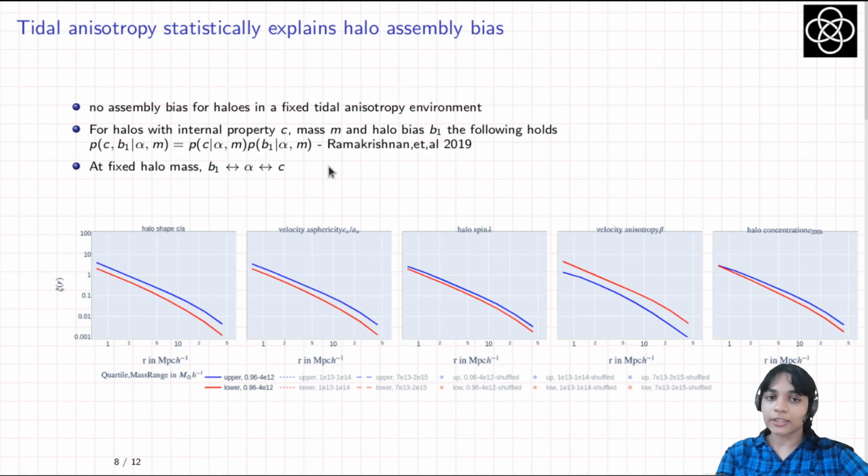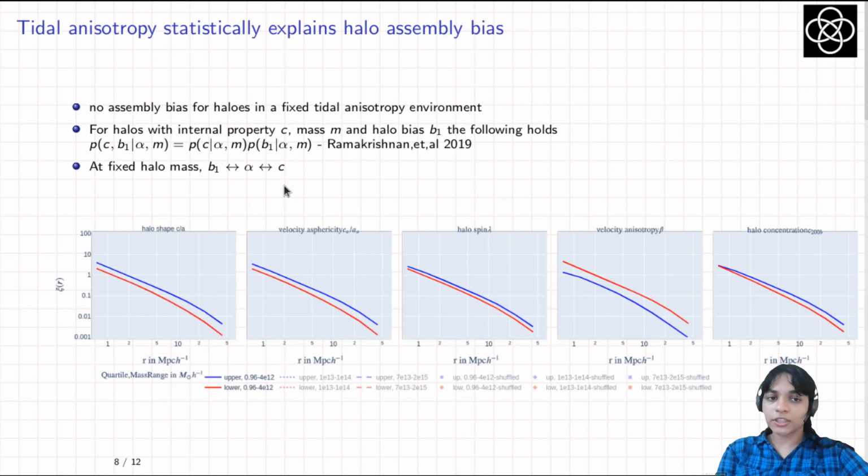A likely explanation for this structure is that even though we talk about the dependence of halo bias on halo properties, there is no physical connection between the two. The apparent correlation which exists between halo property and halo bias is a result of their mutual connection to the tidal environment, as is shown here.